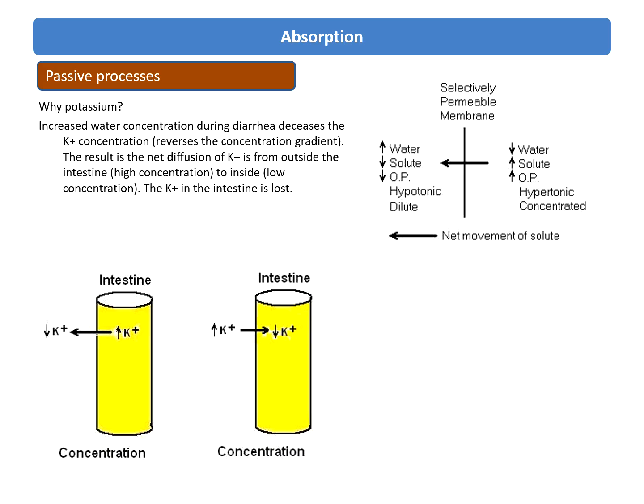Increased water concentration during diarrhea decreases the potassium concentration, so it reverses the concentration gradient. The gradient is now from the outside to the inside. The result is the net diffusion of potassium from the outside of the intestine, where the concentration is high, to the inside, where the concentration is lower. And so the potassium is lost.